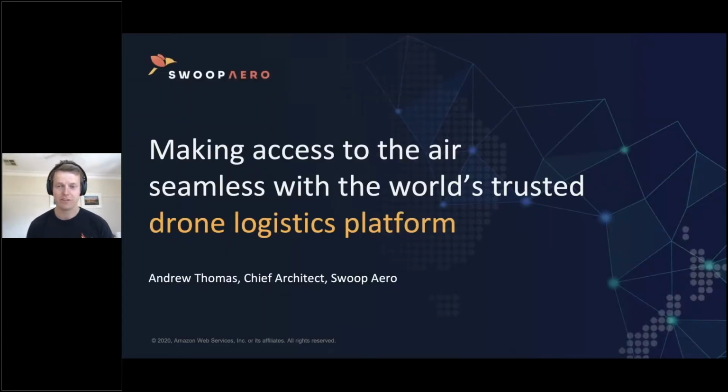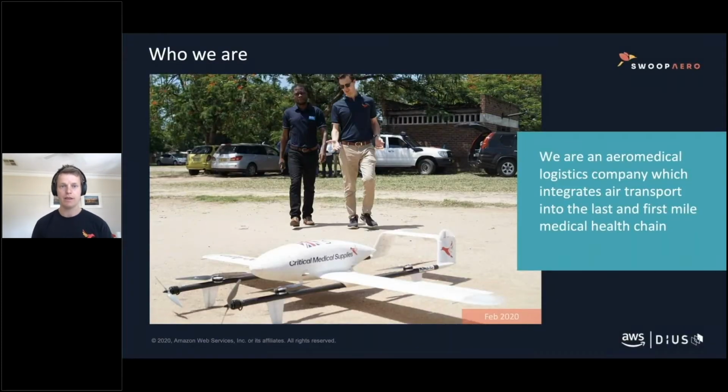I'm Andrew Thomas, Chief Architect of Swoop Aero, and I'd first like to take the opportunity to introduce Swoop Aero and what we do. I'll then cover off the areas that we've worked with both AWS and DiUS before handing on to Zoran to cover that in more detail. We are an aeromedical logistics company which integrates air transport into the last and first mile of the medical supply chain.